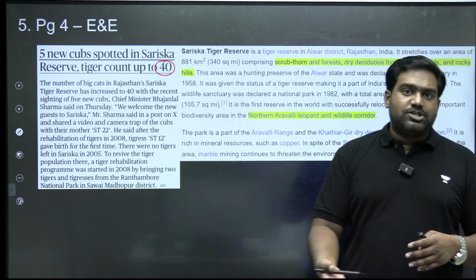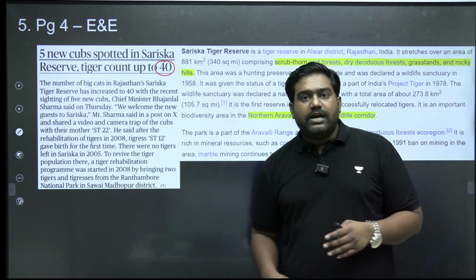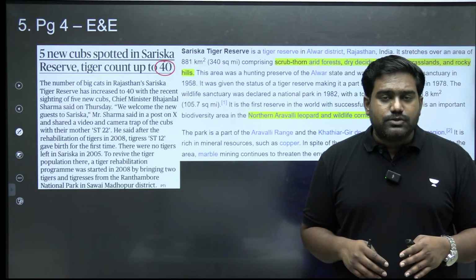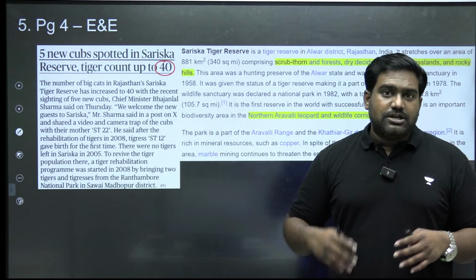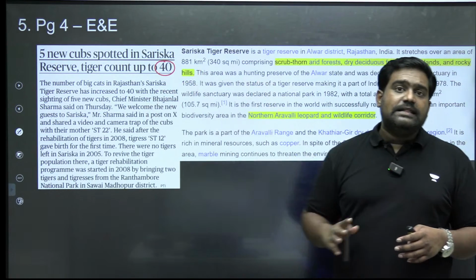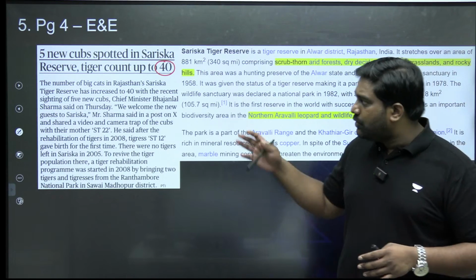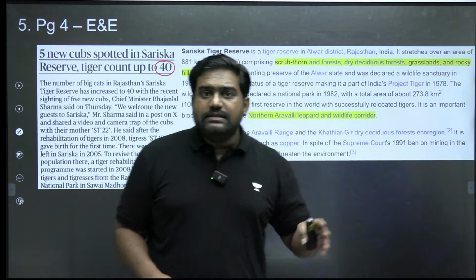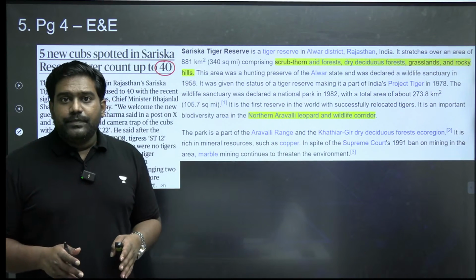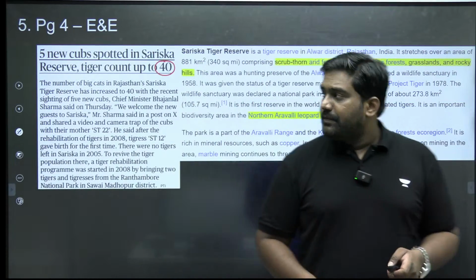So tiger rehabilitation was also introduced from nearby habitats like Ranthambore and Sawai Madhopur. From these protected areas, a few new tigers were introduced, and with improved protection and conservation efforts, the tiger population today has jumped to 40 healthy tigers in the Sariska Tiger Reserve. So that is why it's very important. Please note, it's in Rajasthan in the Alwar district and it's part of the Aravali range. It's part of the Northern Aravali Leopard and Wildlife Corridor.